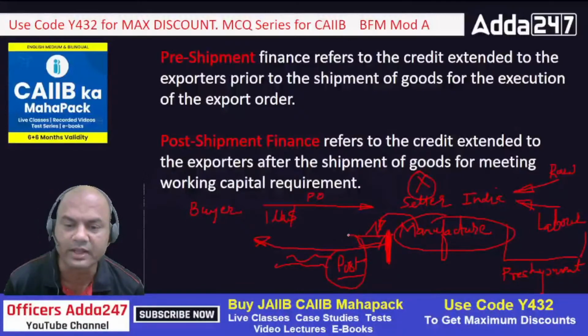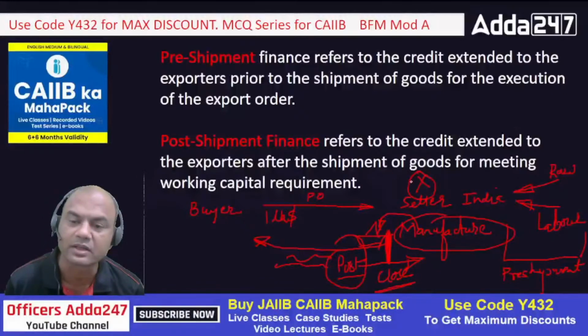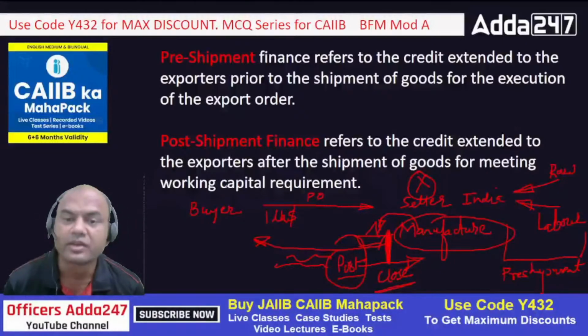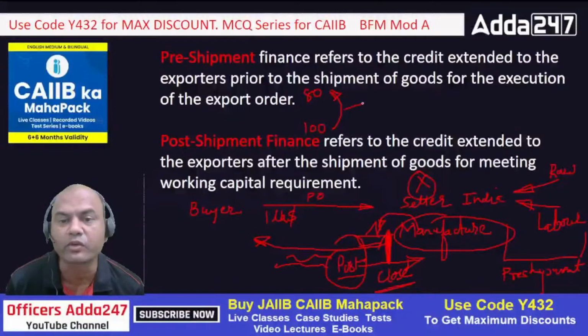Whenever you give post shipment finance, you first close your pre-shipment finance, and then whatever amount remains, you credit it to the customer's account. Got this point? So whenever I give post-shipment finance, I'll first credit it to my pre-shipment finance. See here, if pre-shipment is given as rupees 80 and post-shipment is given as rupees 100, then I'll first close my 80 rupees and then give the remaining 20 rupees to the customer's account.